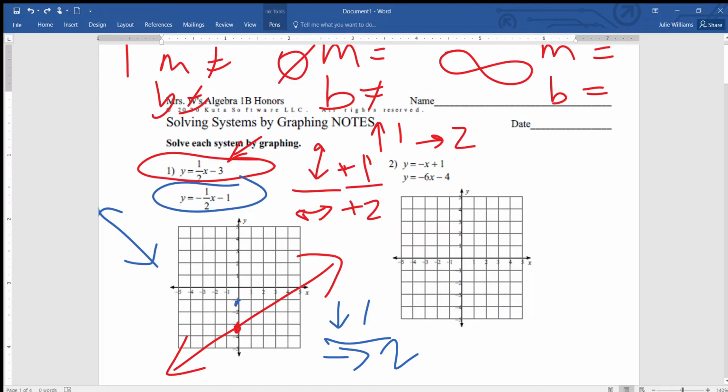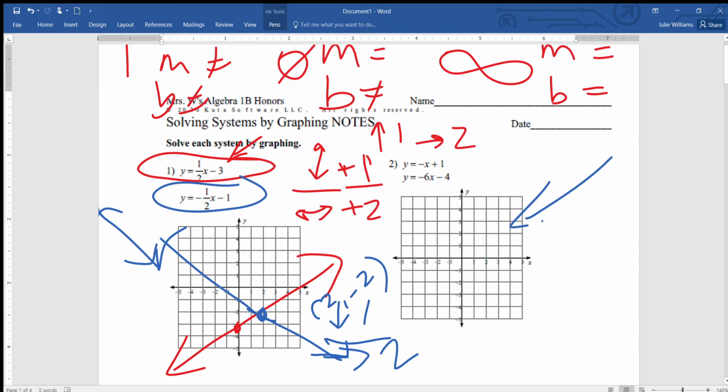Y-intercept -1, slope -1/2, down 1 to the right 2, and then I'm going to graph that line. And when you do this, especially on the computer, it's nice and straight for you. The solution here would be the point (2, -2), because that's where they overlap. So always get them in slope-intercept form first.